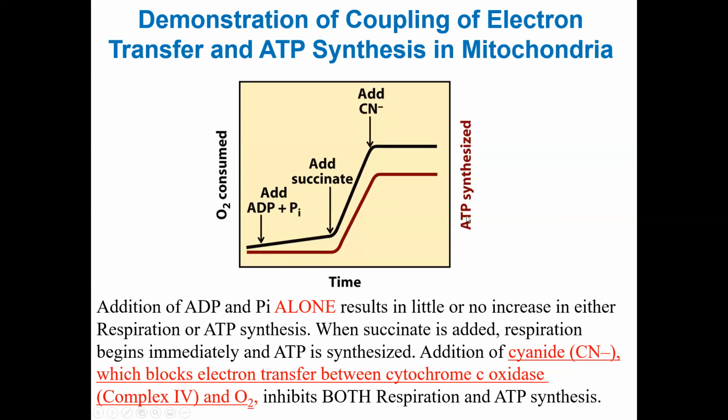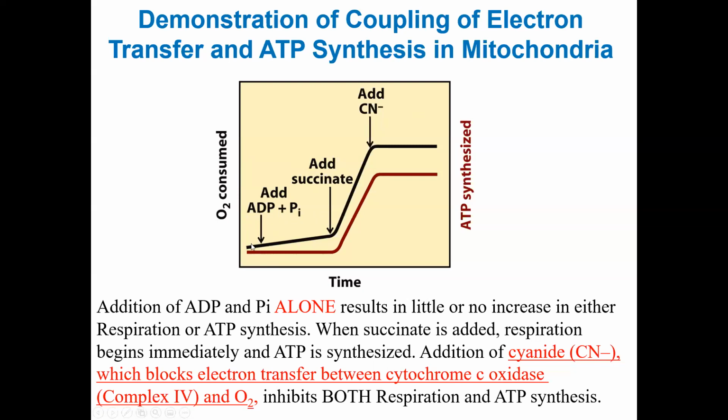So in the red, you can see that the red line is ATP synthesized, and that's measured on the right-hand side of the y-axis. Oxygen consumed is on the left-hand side of the y-axis, and it's represented by the black line. So it's a very simple experiment to demonstrate that the coupling exists, right?